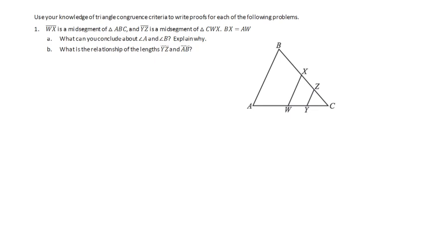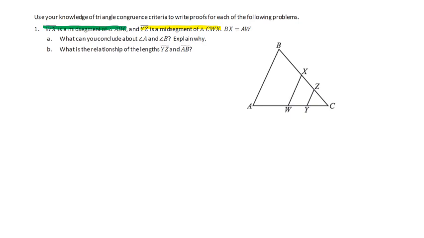Okay, we're going to use our knowledge of triangle congruence criteria to write proofs for the following problems. These are going to be pretty informal proofs because we just want to talk about what it is that we know. We have that WX is the midsegment of triangle ABC. That's pretty important, so we're going to highlight that. WX is the midsegment of ABC. And we have that YZ is the midsegment of CWX.